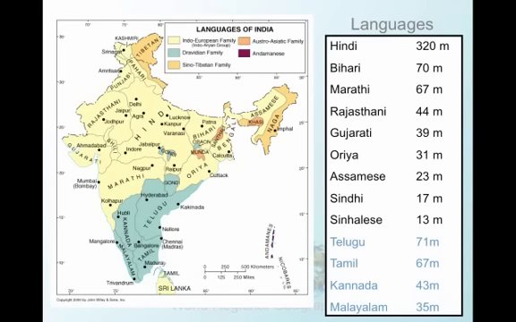Here we have a figure from another geography textbook that shows the distribution of some of the languages found throughout India, and the approximate number of people in India that speak each language. You have Hindi, which is not Hinduism. Hindi rather is a language, being the most often spoken language in India, with more than 300 million people. Second is Bihari, and a close third is the Marathi language.